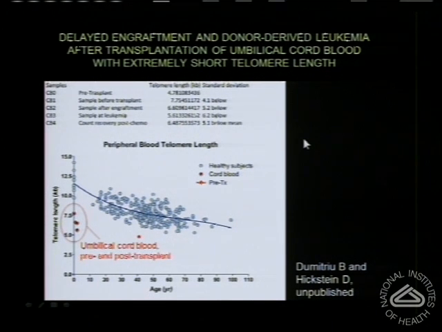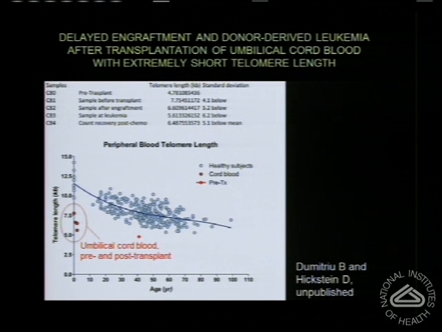So one of our colleagues in the National Cancer Institute had a patient who had a terrible course. The patient was transplanted with an umbilical cord transplant. Very poor engraftment, even though usually umbilical cord blood provides terrific stem cells. The engraftment took 6 months, 9 months before cells came in, and then a year and a half afterwards, the patient developed leukemia in the donor cells.